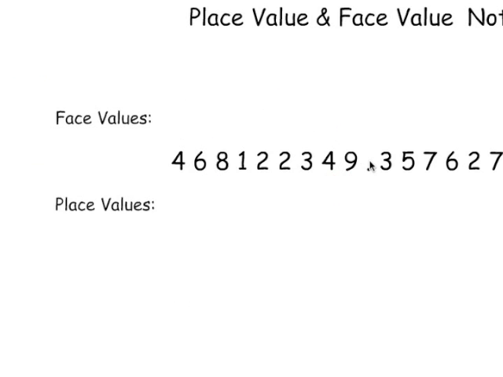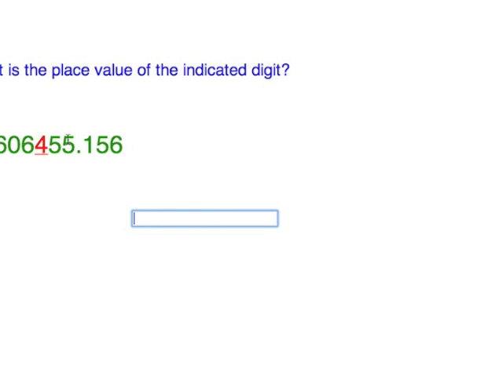All right, if we go over here, you can see we're looking at tenths, hundredths, thousandths, 10,000ths, 100,000ths, millionths, and then 10 millionths, 100 millionths, billionths, and so on. It keeps going forever and ever. And that's place value and face value. Let's go and do a couple more examples. Okay, ones, tens, hundreds.